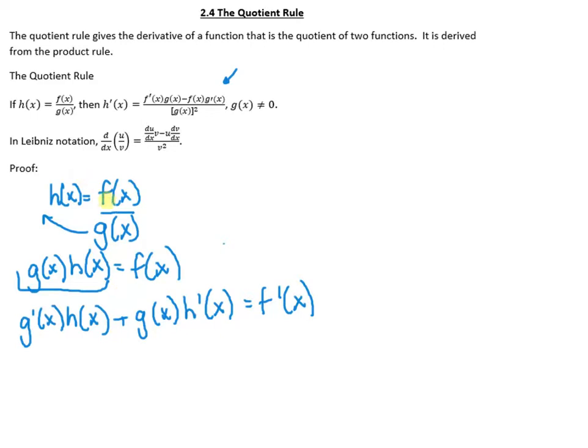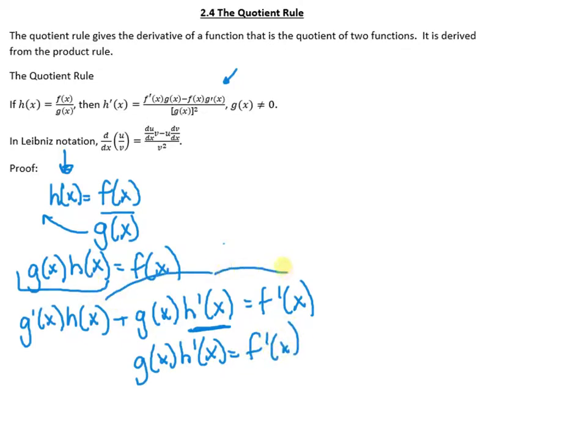What we wanted to do from the beginning is get h prime of x. So what we want to do is get this term alone. So let's rewrite g of x h prime of x. We have f prime of x, and let's bring this over to the other side, minus g prime of x h of x. And then we're going to divide it by g of x.